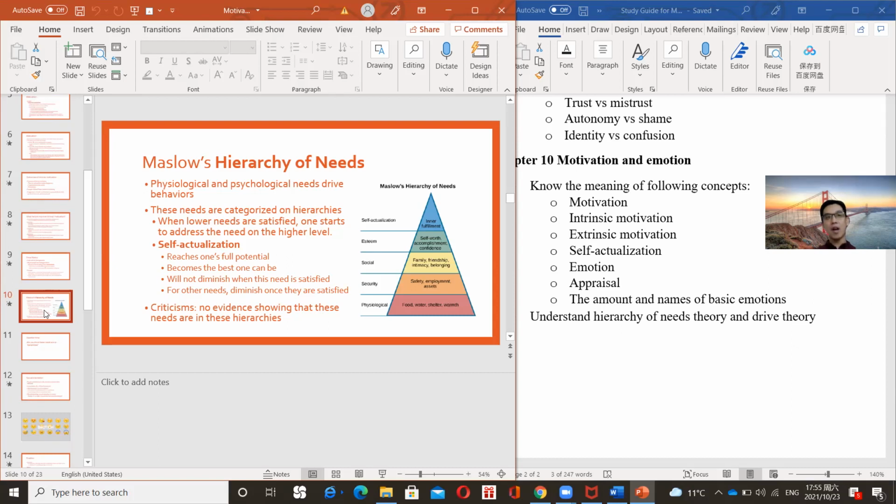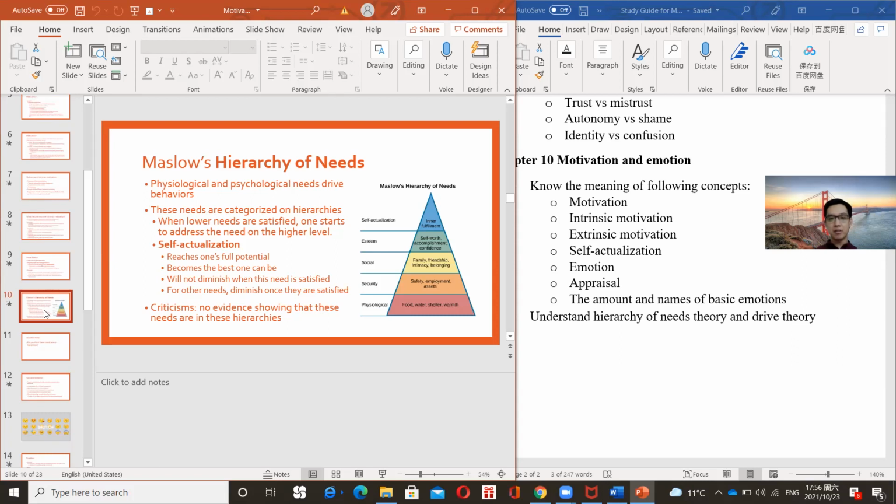If we do have enough safety, we do not have that need anymore. So when the need is fully met, that need disappears in our mind. That is for the lower four hierarchies: the physiological, security, social, and esteem needs. The features of these four hierarchies are like this. They will disappear or diminish when they are satisfied.